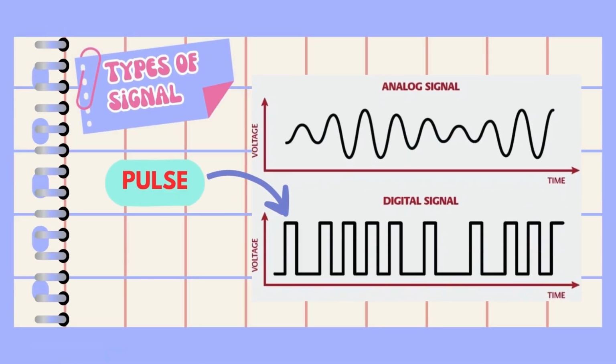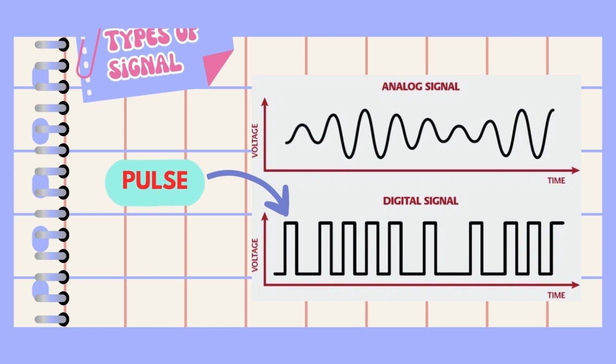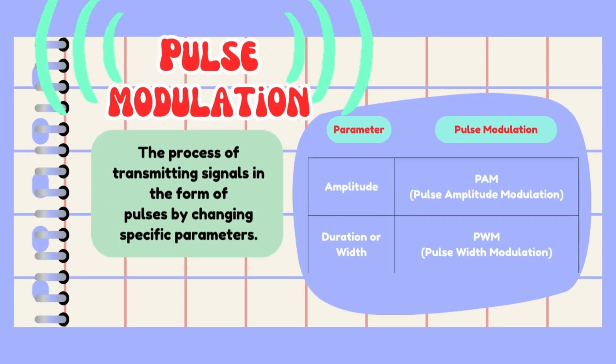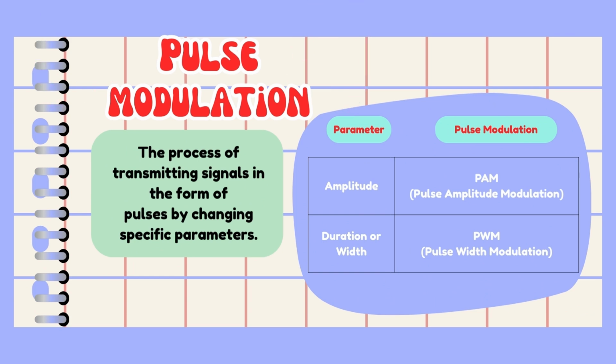To send signals electronically, we often represent the information using short bursts of electricity called pulses. They are like tiny blinks or taps. To ease signal transmission, signals need to be modulated in the form of pulses. By changing specific parameters, different techniques of pulse modulation can be done. Some of them are pulse amplitude modulation, which changes in amplitude, and pulse width modulation, which changes in duration or width of pulses.